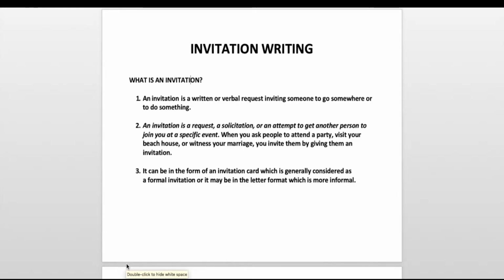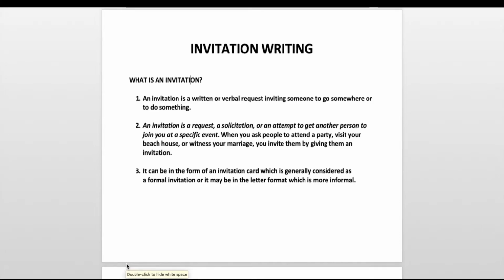Whenever we want to throw a party, we draft an invitation for people, whether it be digital. Now is the age of everything digital, so nowadays we draft digital invitations for everyone we want to invite. It can be just as simple as a text, but here we are dealing with invitations on paper. This invitation can be in the form of a card, which is generally considered a formal invitation, or it may be in the letter format, which is informal. This letter format and card format will be discussed in detail in the later half of this video. So first we'll be looking at some examples of invitation.